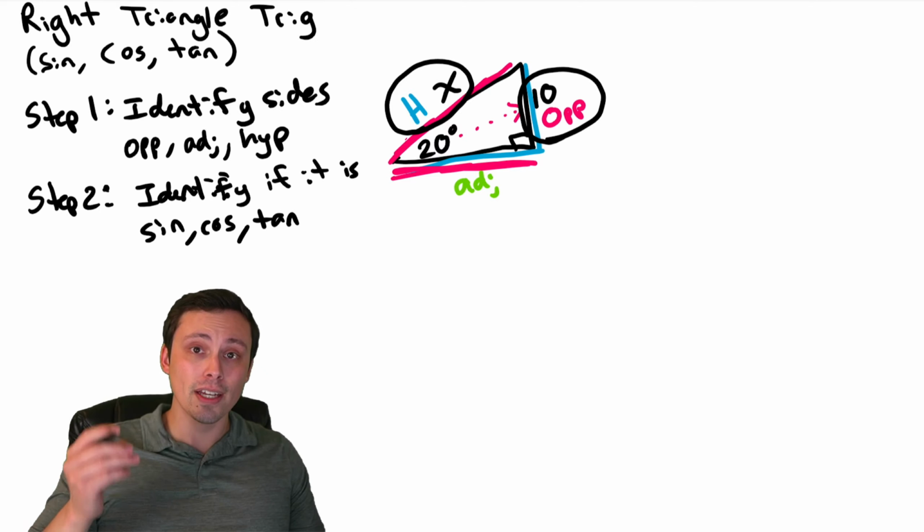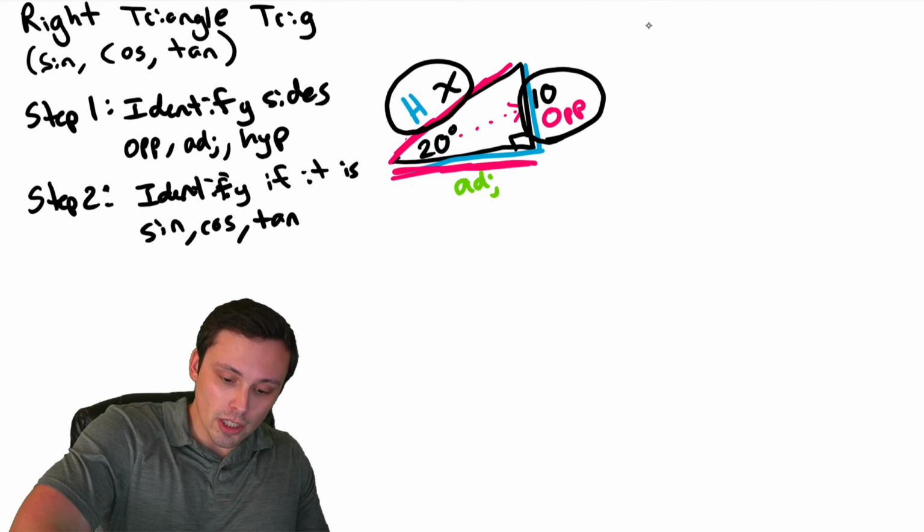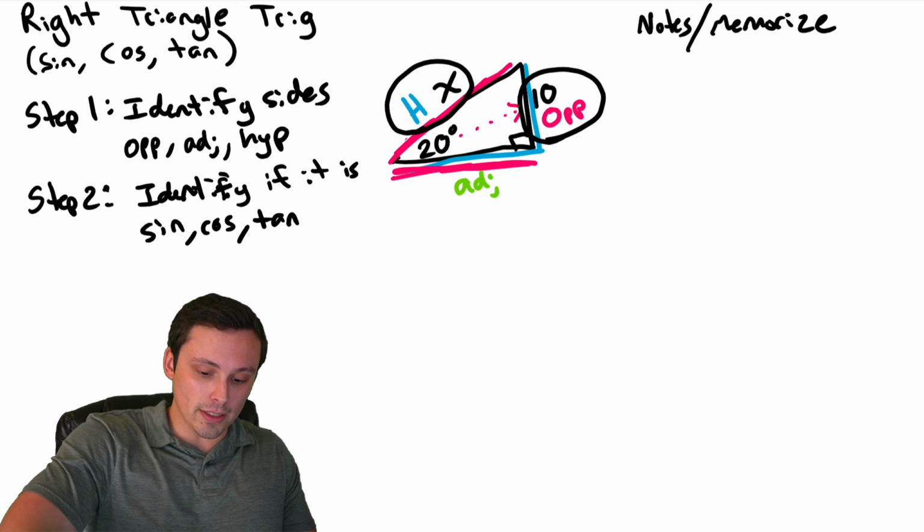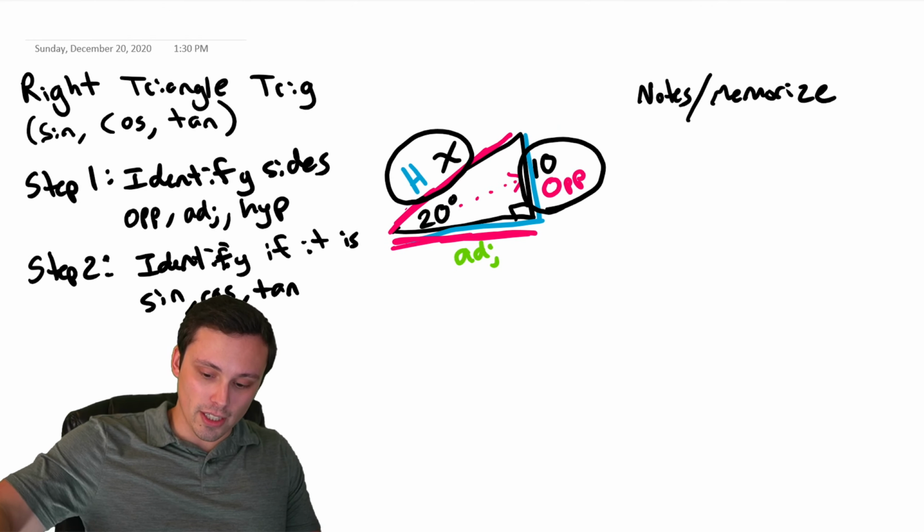Then you have to have either memorized or in your notes. So you have to either have notes or memorize. Okay, this has to be either in your notes or memorized. The ratios for sine, cosine, and tangent.